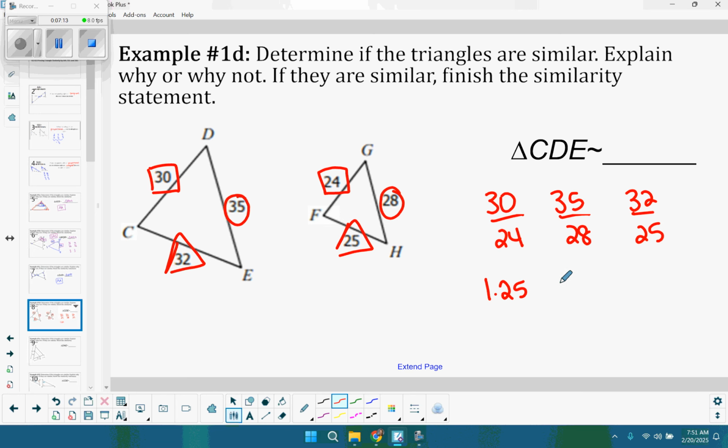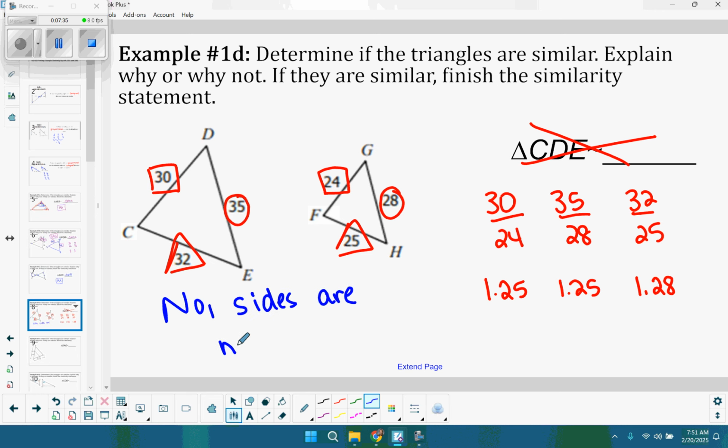35 divided by 28 reduces to 1.25. And 32 over 25 reduces to 1.28. All 3 are not the same. So this is actually no, because the sides are not proportional. All right, so this one could have been SSS if all 3 reduced to be the same thing, but it wasn't, so this was just no.